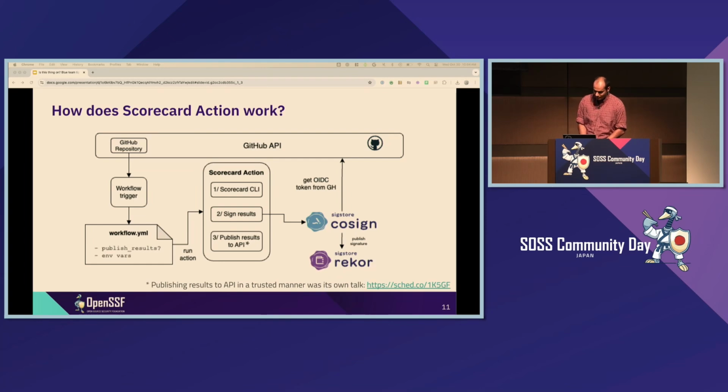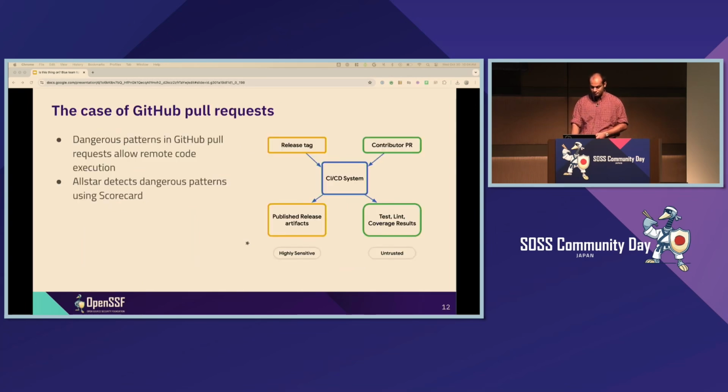Scorecard Action is a GitHub action you can run and install on your project. It's triggered by webhook events on your GitHub repository, and then it publishes those results to an API. But Scorecard Action is particularly useful for one class of issues: dangerous patterns in GitHub workflows. GitHub workflows is a fairly openly defined workflow definition language. It's possible for a drive-by PR to exploit vulnerabilities in GitHub workflows through user-controlled parameters.